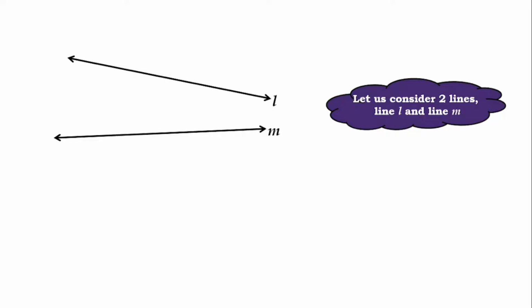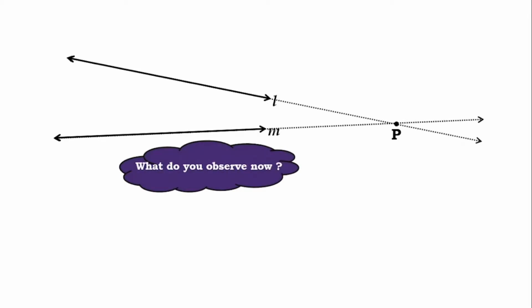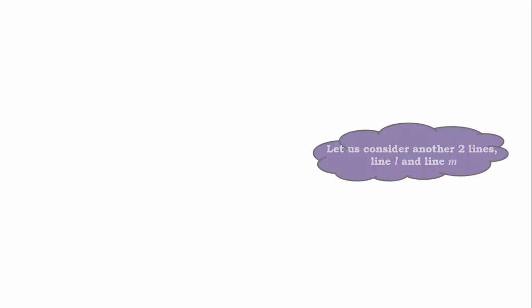So let's start. Let us consider two lines, line L and line M. Do these lines intersect? No. Let us extend these lines. What do you observe now? They intersect at point P. So line L and M intersect at point P. Let us see what happens now.